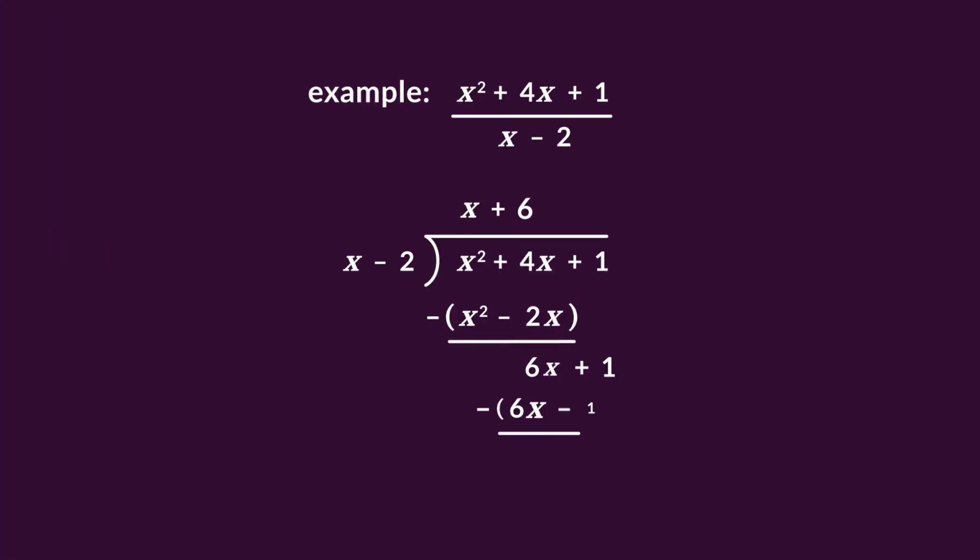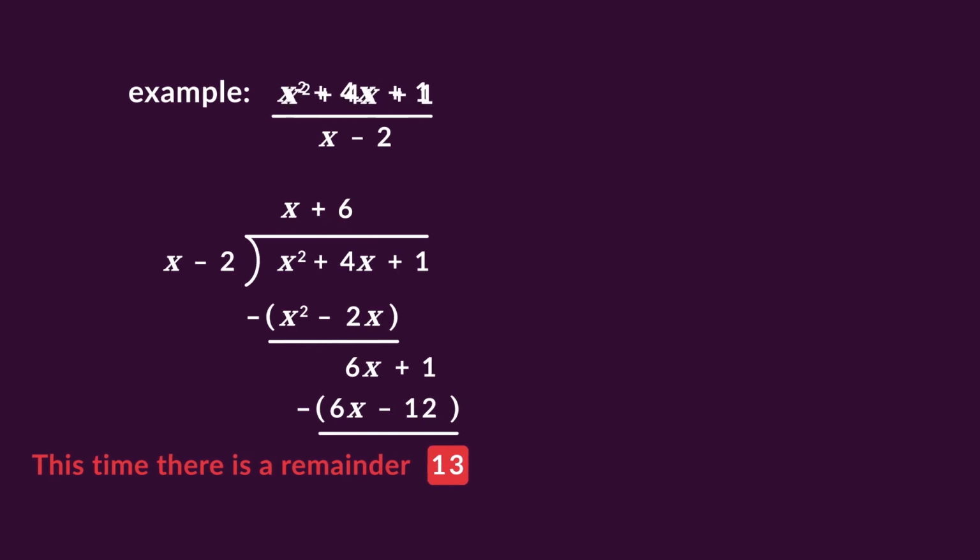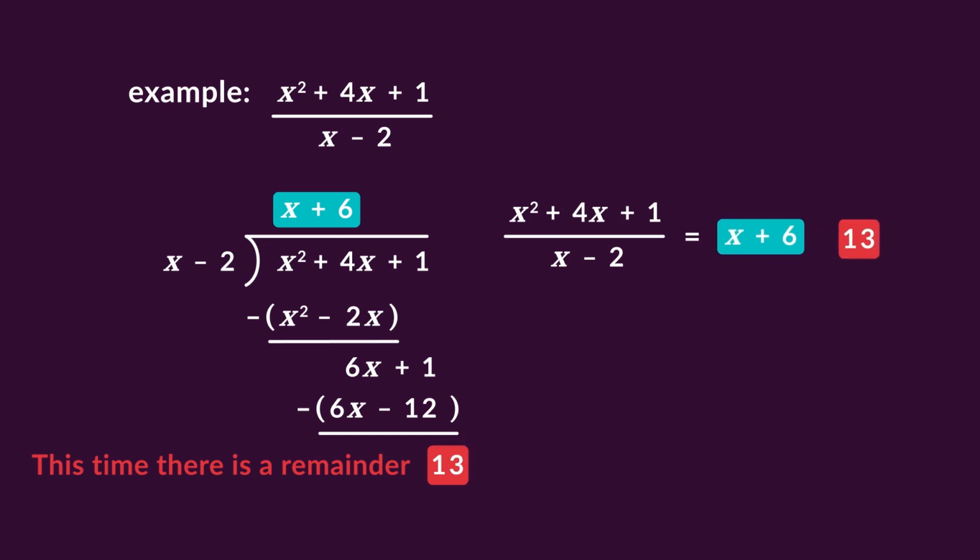Here's another example following the same steps. This time we're left with 13 as a remainder. Let's write this as an equation, starting with the dividend divided by the divisor. The quotient, or our answer, was x plus 6 remainder 13. The remainder of 13 has not been divided through by the divisor, x minus 2, so it's written like this in the equation.